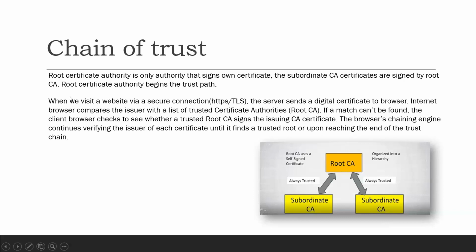The server has to give its digital certificate to the client. The internet browser compares the issuer with the list of trusted authority CAs, root CAs. Every browser already has a list of trusted CAs. So they already have the list of all the trusted root certificates. If a match cannot be found, the client browser checks whether a trusted root CA signed the issuing certificate, then the browser chaining engine continues to verify the issuer of the certificate until it finds a trusted root or reaches the end of the trust chain.